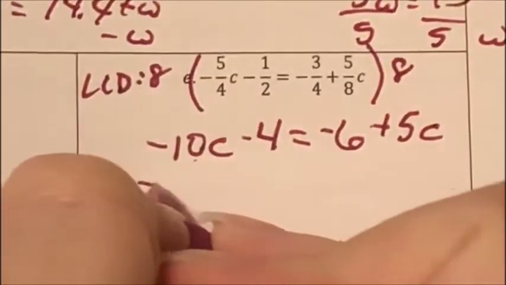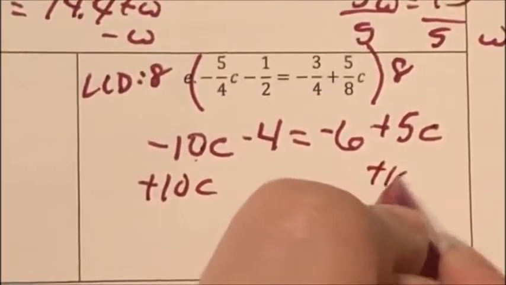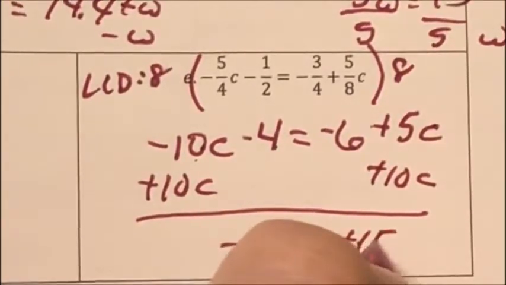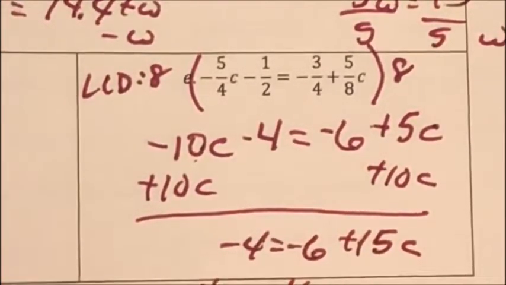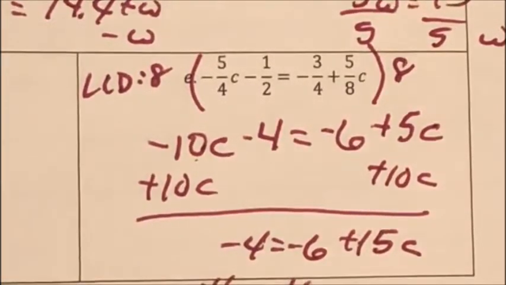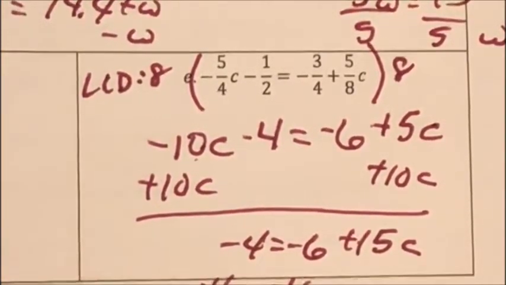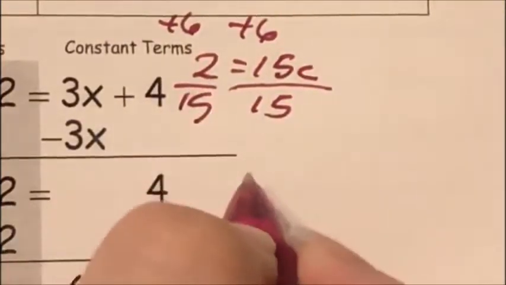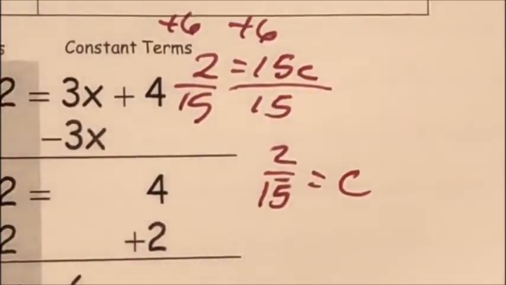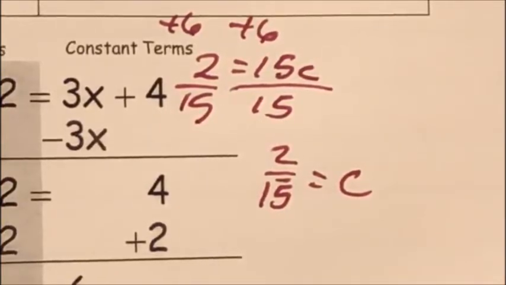I'm going to add 10c to both sides. So I get negative 4 equals negative 6 plus 5c, and I'm going to add 6. So I get 2 equals 5c. I'm going to divide both sides by 5. So 2/5 equals c. And that's my final answer. Okay. And that is the end of lesson 4.